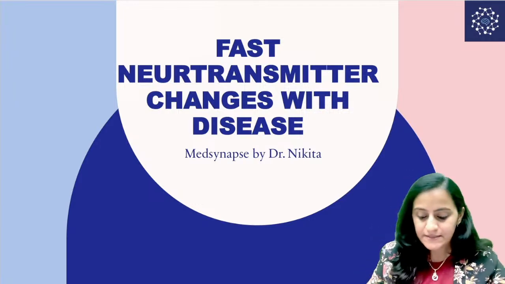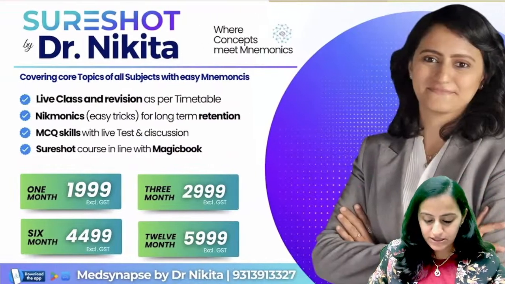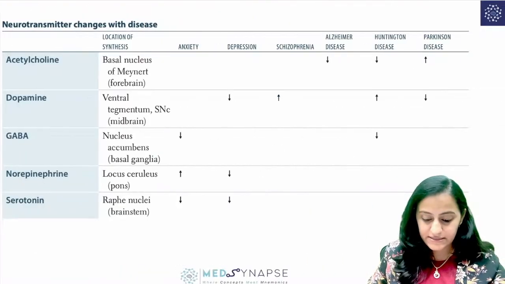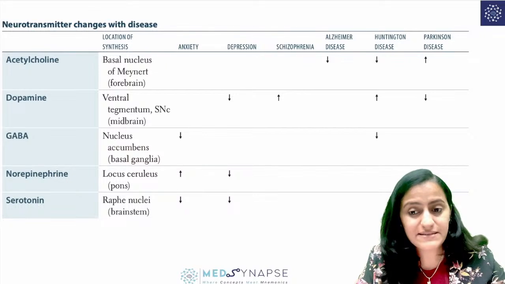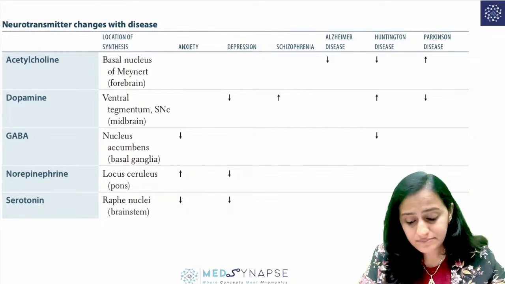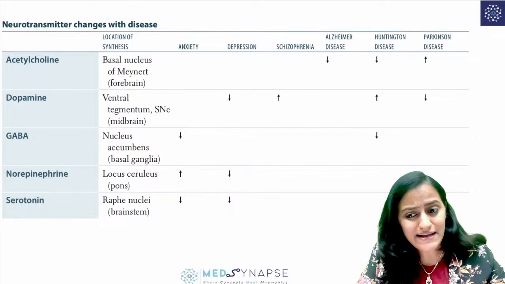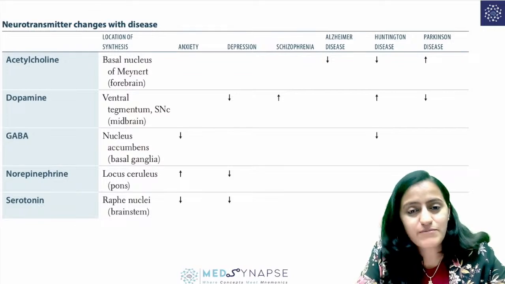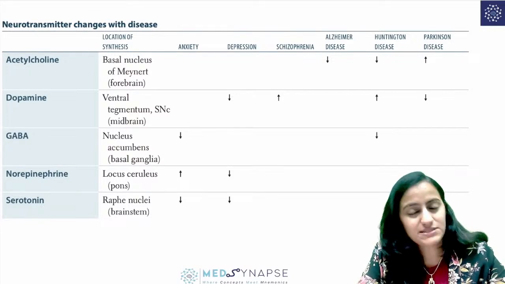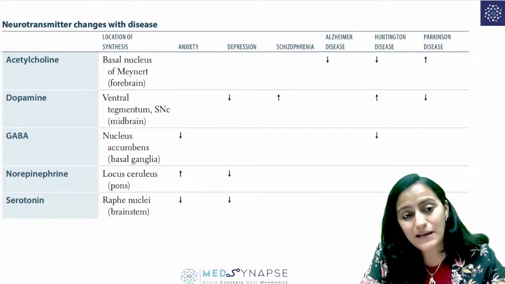Okay. So let's start discussing this topic, that is neurotransmitter changes with disease. You would find it in your First Aid book as well, right? So you can see that this is one table in the First Aid book, but it has so much information and there are so many potential questions that can be asked from this one particular table.